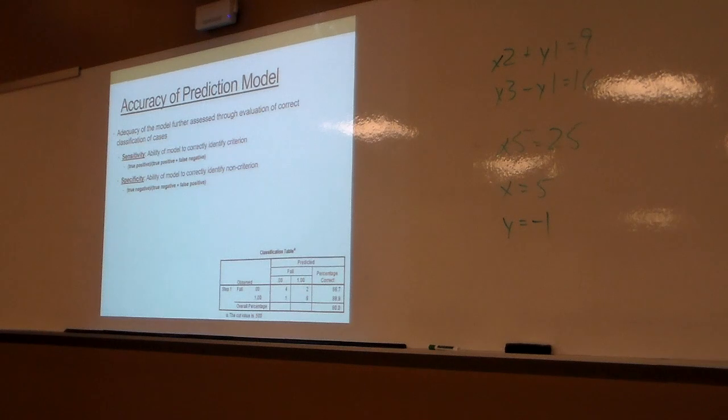Specificity is the ability of my model to correctly identify non-criterion. How good am I at correctly identifying non-criterion? My positive predictive value is flipping things around a little bit. I'm looking at the percentage of cases identified as criterion by the model that actually were criterion.